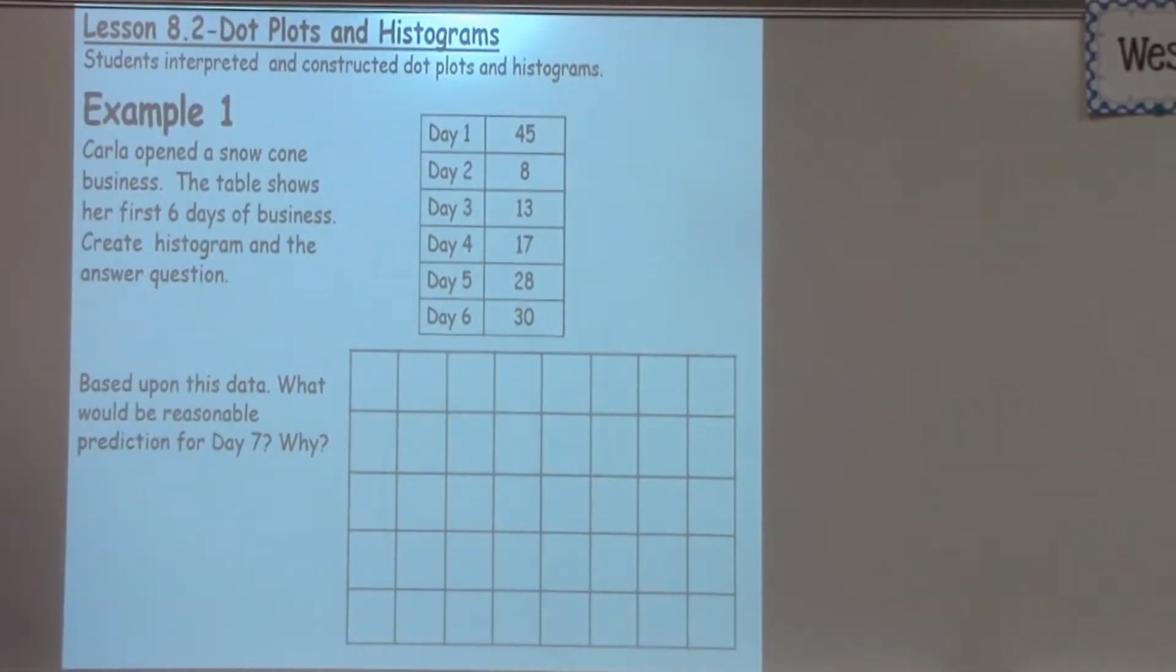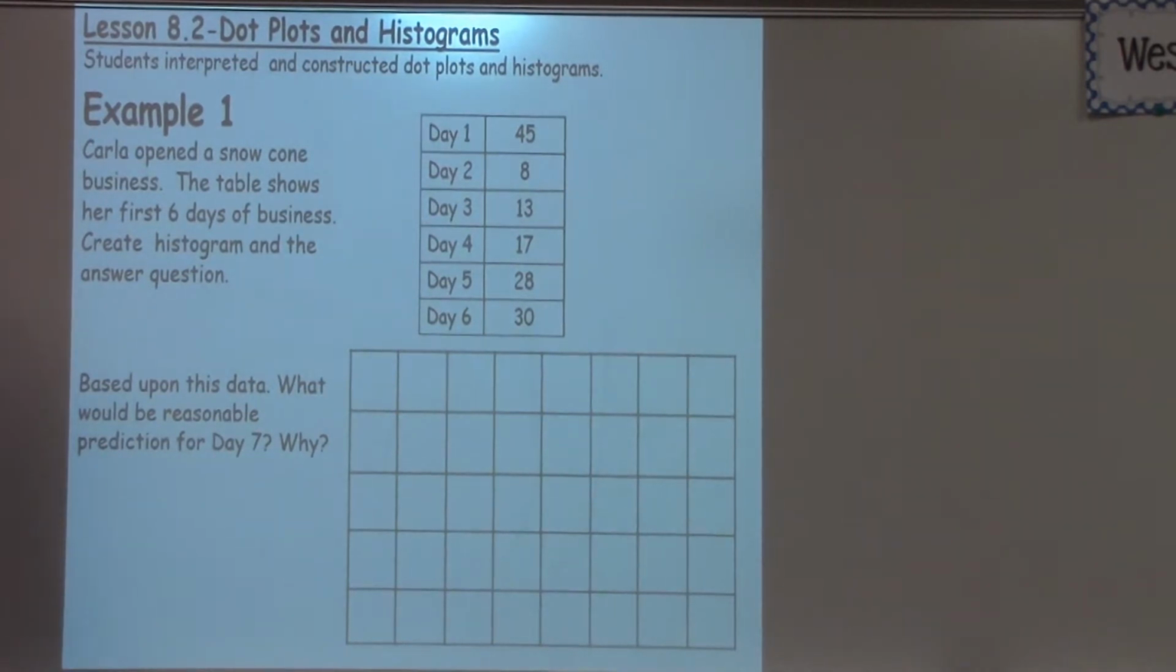Today in 6th grade, students looked at dot plots and histograms. For example 1, it says Carla opened a snow cone business. The table shows her first 6 days of business. Create a histogram and answer the question.